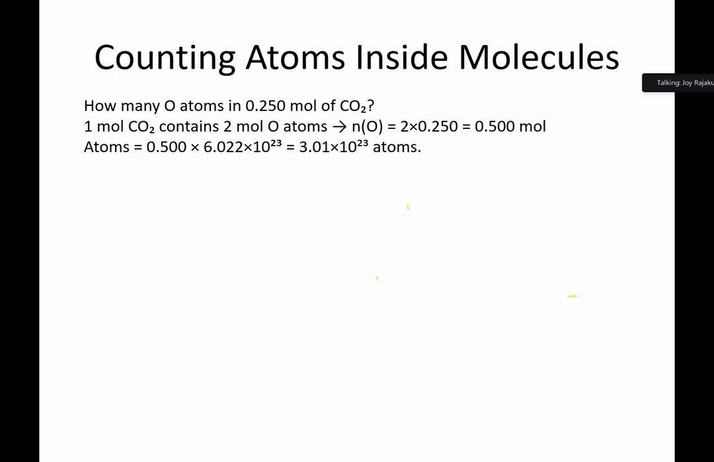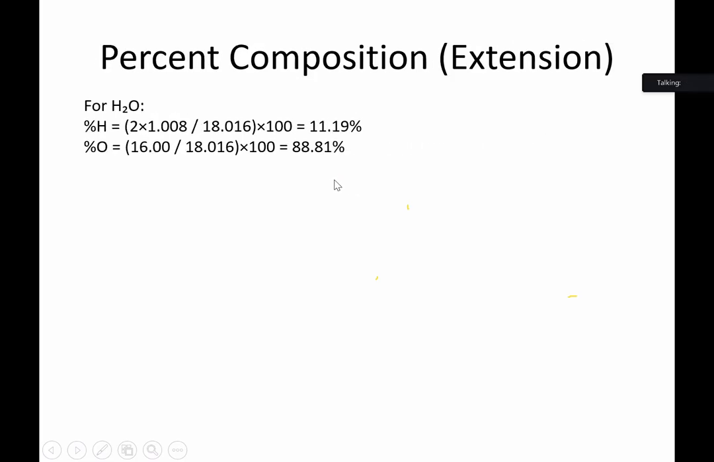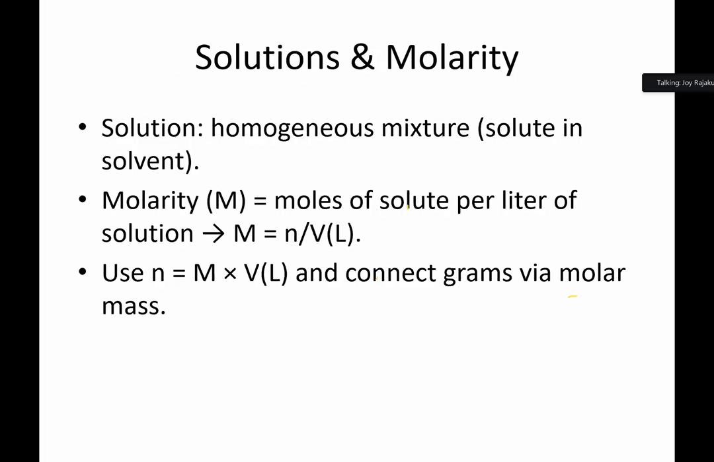Now you can see in one carbon dioxide molecule, 2 oxygen atoms are there. That means we have to multiply this by 2. Then there are 0.5 moles of oxygen atoms. For 1 mole, we have the Avogadro number. And for the 0.5 moles, we have to multiply that and we get this much of oxygen atoms. Right. For H2O, here also I gave the H2O percentage, so you can do it at home.